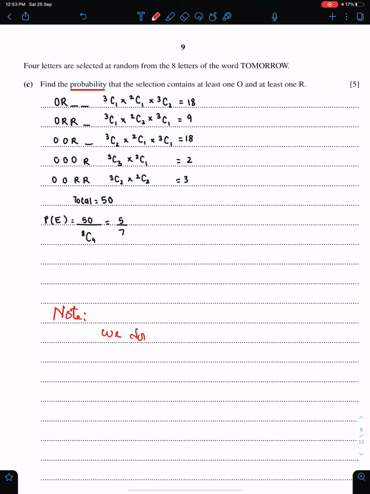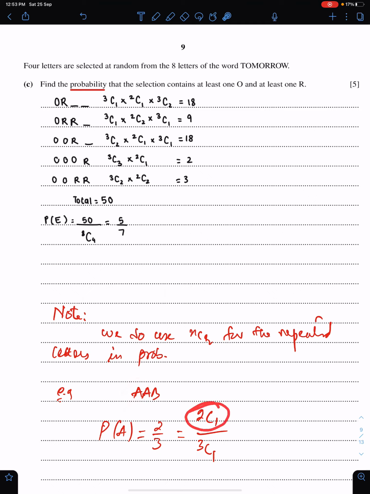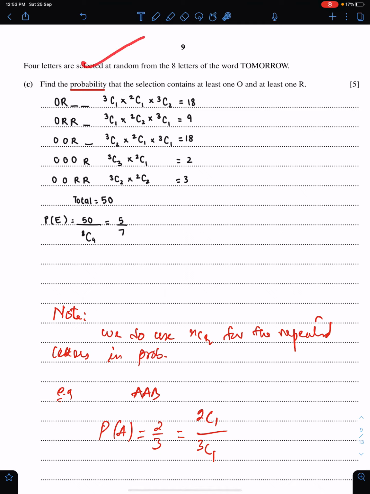So we do use nCr for the repeated letters in probability. For example, if we have these 3 letters A, A, B, and we are selecting one letter, find the probability that the letter is A. So you will write 2 upon 3, and 2 up means 2C1 and this means 3C1. See, we have 2 A's, so we can have any A from these 2, so 2C1, and there are 3 letters, so 3C1. So make sure when the question is of probability in selections, then you must use nCr even for repeated letters, because both the A's have an equal chance of occurring. That is why we mentioned 2C1 here.